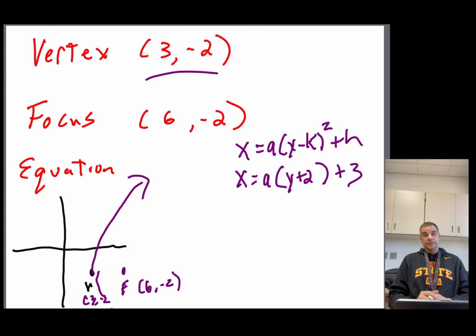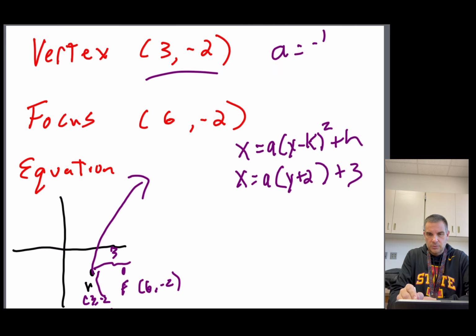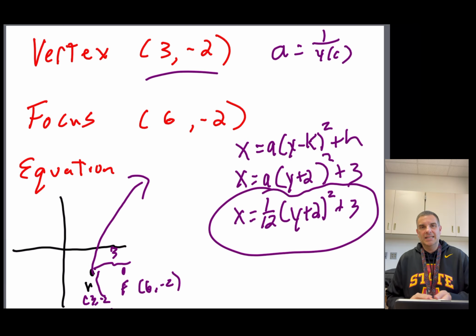Now we got to take care of that a value. And that's the last part we have to figure out. So we got to figure out what our c value is. We can find this c value right there. The c value from the vertex to the focus is just 3. We know it's going to be positive. So our a value is equal to 1/4 times c. So c was 3, so 1/12. So we'll get x is equal to 1/12, y plus 2 squared plus 3. And there is our equation for this.